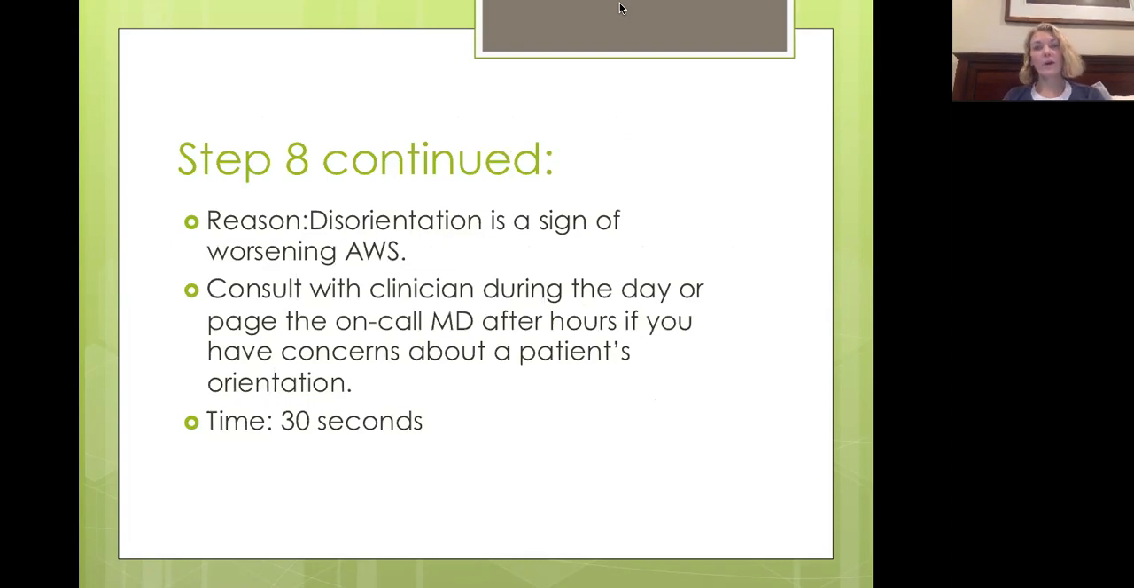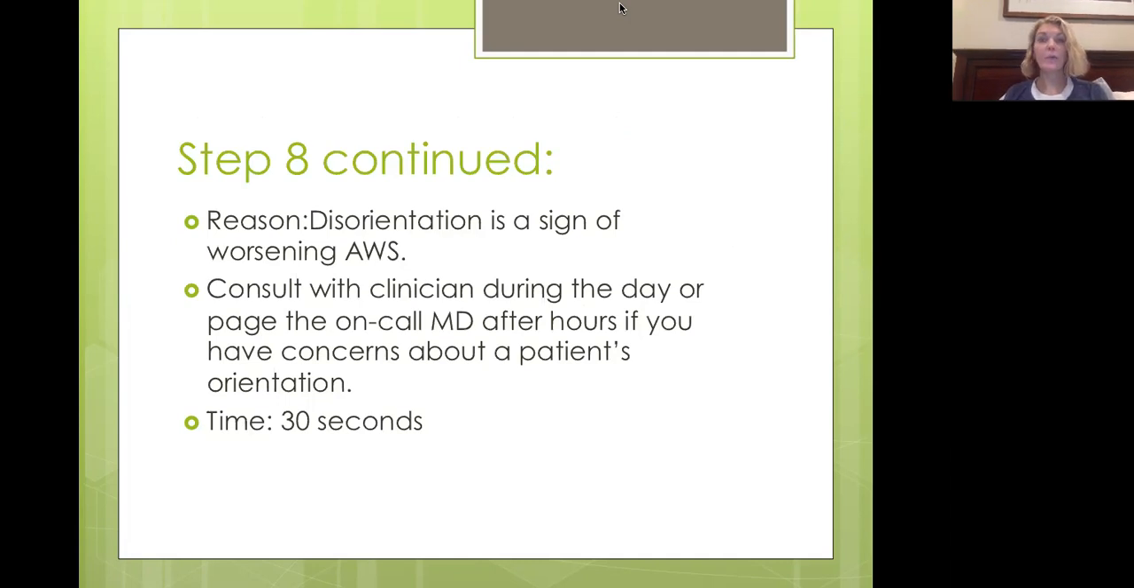The reason why you want to ask these questions is because disorientation is a sign of worsening alcohol withdrawal syndrome. And you want to just consult with the clinician during the day or page the on-call MD after hours if you have any concerns about a patient's orientation. It's really, really important because it can be one of the last phases before somebody goes into delirium tremens or has a real problem. So definitely any worries, please contact us. And this should take you about 30 seconds.